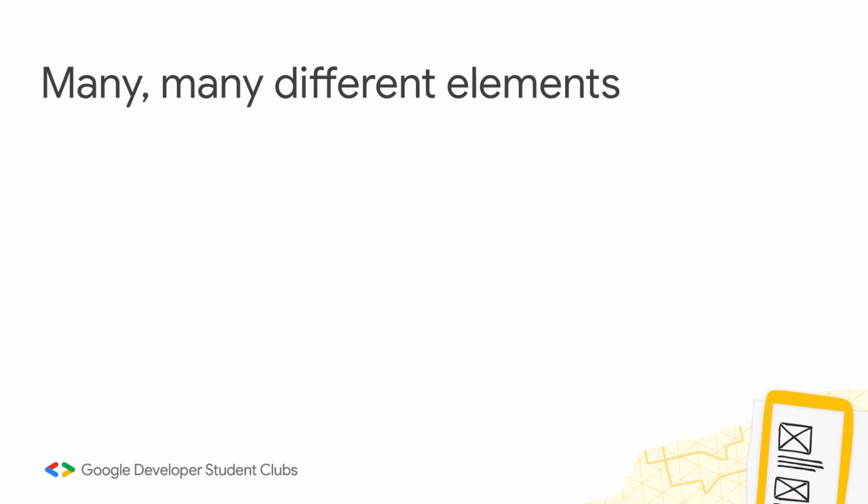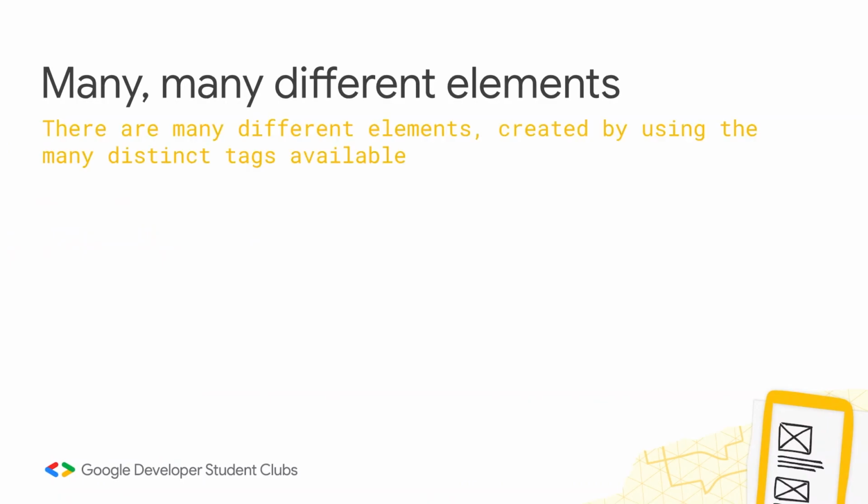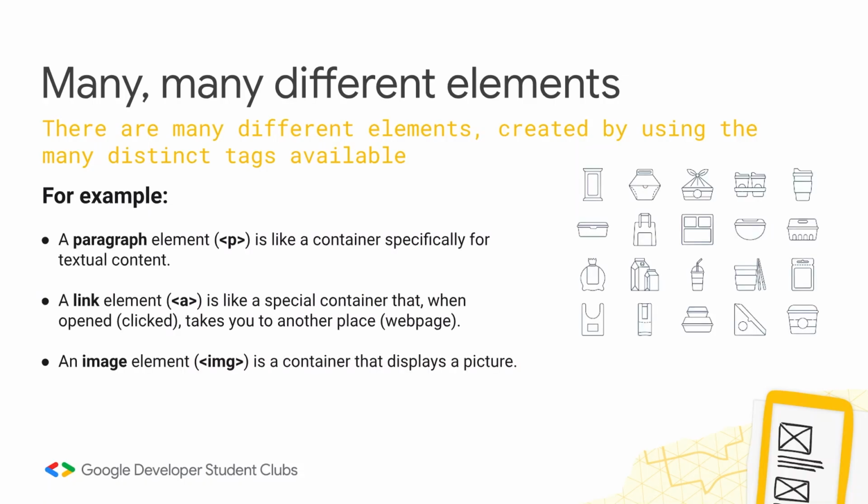And therefore, there will be many different elements created by using the many distinct tags available. For example, like I said before, a paragraph element is a container specifically for textual content. A link is a special container that when clicked takes you to another web page. An image element is a container where you can put your pictures of whatever you want. So basically, a lot of things in life could be a container, like your backpack or a bowl, but for your bowl, you put food in it, and you don't really put food in your backpack, or you don't really put books in your bowl. Does that make sense? Okay.